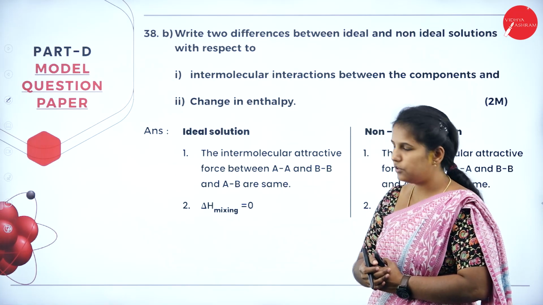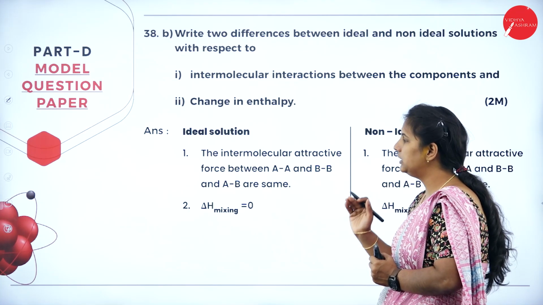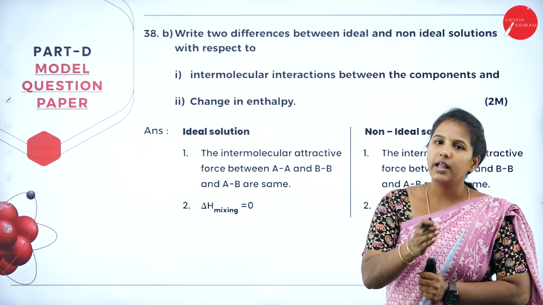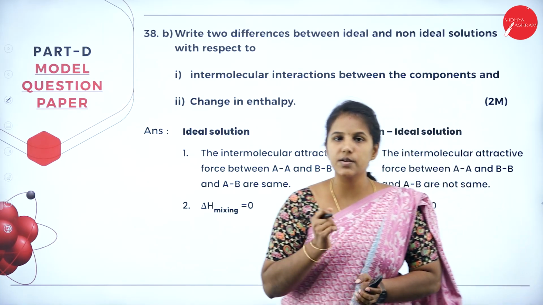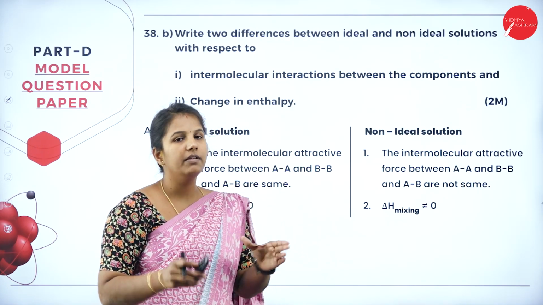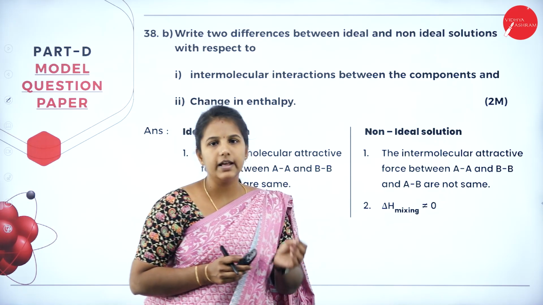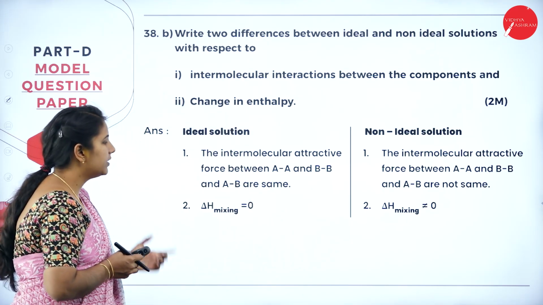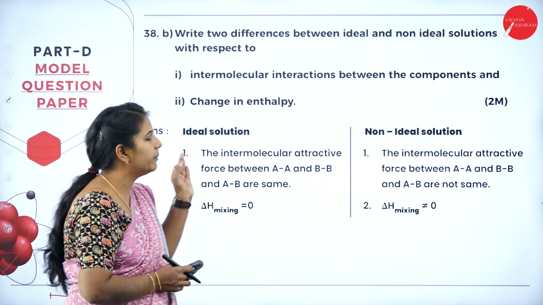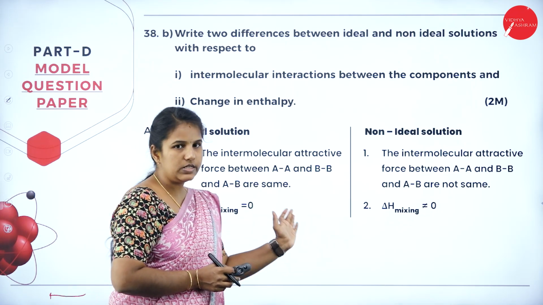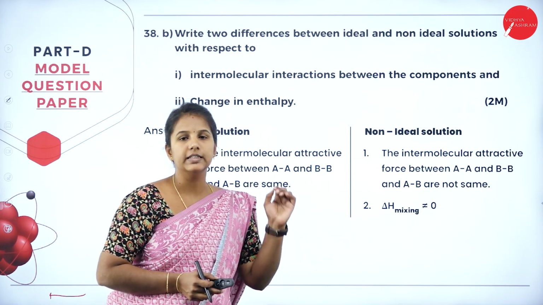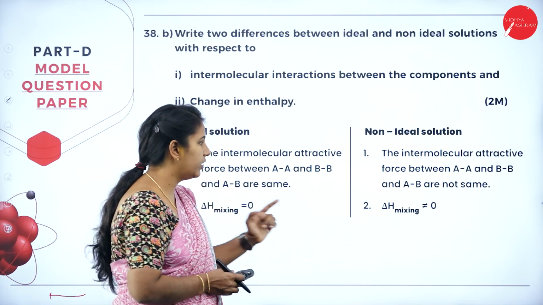Let us go with the ideal solution first. In ideal solution, the intermolecular force of attraction between A-A and B-B will be the same as that of A and B. Whereas in case of non-ideal solution, the intermolecular force of attraction between A-A and B-B will not be equal to the interaction between A and B. Coming to the change in enthalpy, in the ideal solution, the change in enthalpy will always be equal to 0, which means to say that there is no change in enthalpy. Whereas in case of non-ideal solution, there will be a change in enthalpy and it is not equal to 0.